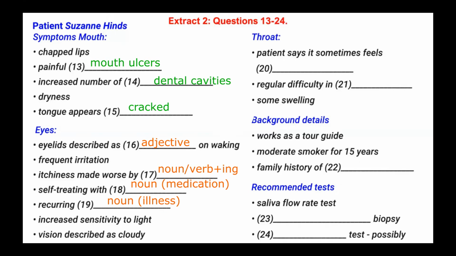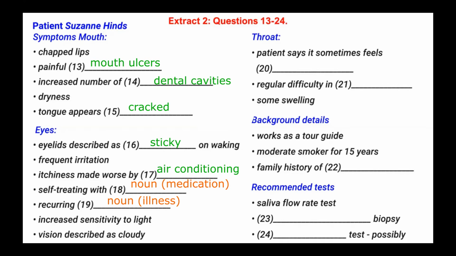Okay, now we have the answers to questions 16 to 19. Let's go through them one by one. For question number 16, the patient says that it feels sticky when she wakes up. So feels sticky is another word for the word described. So the answer to number 16 is sticky. Number 17, the patient says that it feels particularly bad when she's somewhere with air conditioning. So feels particularly bad is a paraphrase of the words made worse by. So the answer to number 17 is air conditioning.